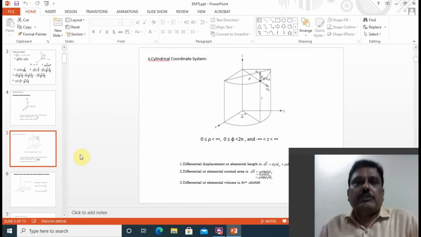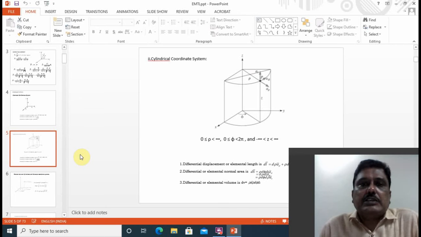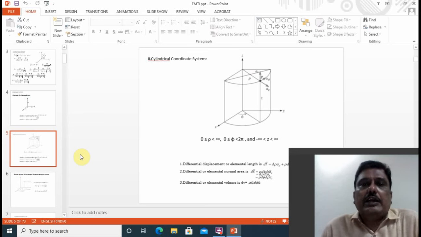In the previous video, we have discussed one of the coordinate systems, that is Cartesian coordinate system. And now let us see here cylindrical coordinate system. In the cylindrical coordinate system, like how we have three axes in rectangular coordinate system, x, y, z, here we have rho, phi and z. These are the three axes in cylindrical coordinate system.